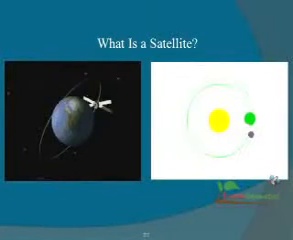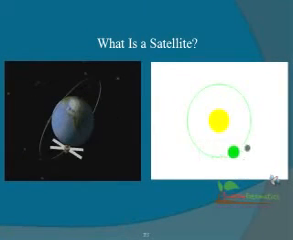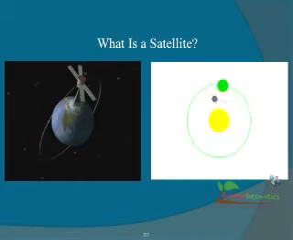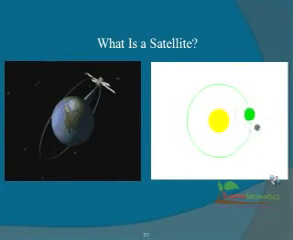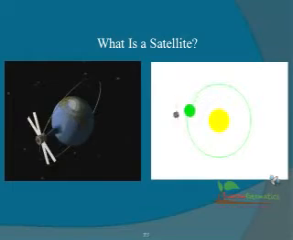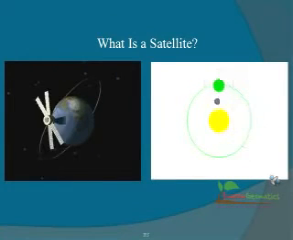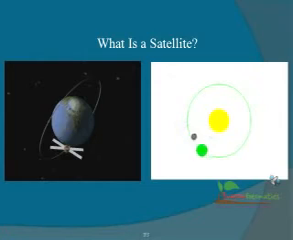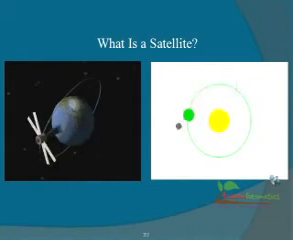A satellite can be defined as any object, either man-made or naturally occurring, that orbits around something else. For example, the Moon orbits around Earth and is thus a satellite. The Earth orbits around the Sun and is a satellite of the Sun.